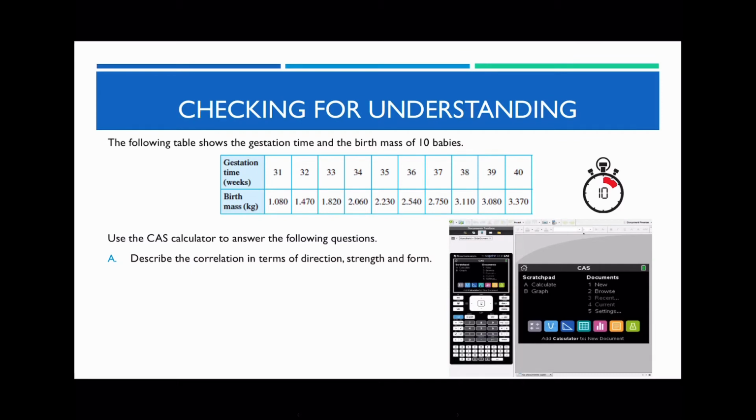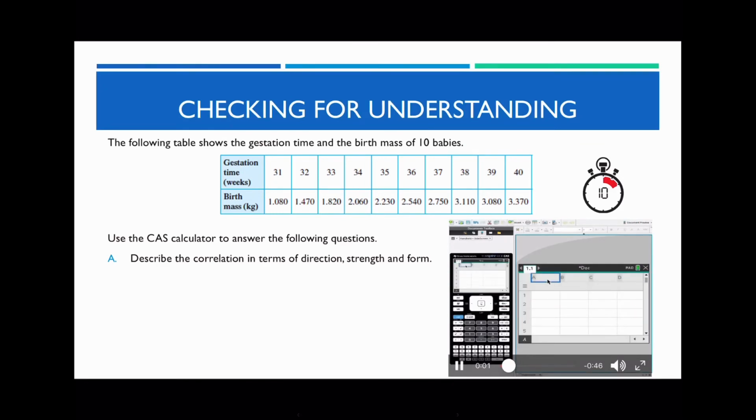Now, because we're trying to describe the correlation, what we need to do first is pretty much draw or construct a scatter plot to see the form of it, so to see whether it's linear or non-linear. We need to see the direction to see whether it's a positive graph or a negative graph. And we also need to draw the scatter plot because this will indicate what the strength is going to be. So I'm going to be playing this video over here right now.